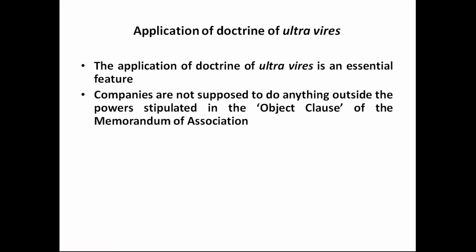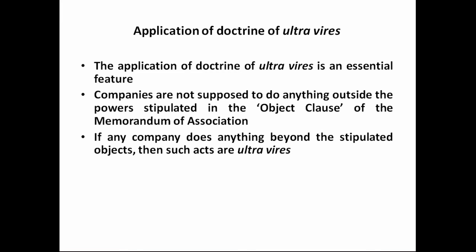So in the Memorandum of Association, there are a number of clauses, of which one clause is the object clause, and each and every company is expected to do everything only according to what is mentioned in the object clause and nothing beyond that. If a company does something beyond what is stipulated in the object clause, all those things done beyond it are known as ultra vires acts.